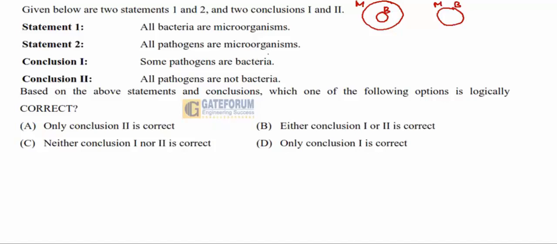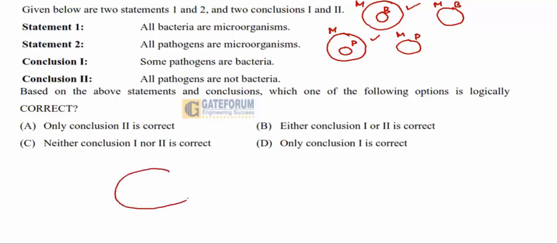Statement 2 says all pathogens are microorganisms. So here it will be how? Now, these are microorganisms and these are pathogens. So naturally, this also will do. Now we need to combine them, and for the combination we will select the most effective combination which can be produced if we combine these two. See what can result.